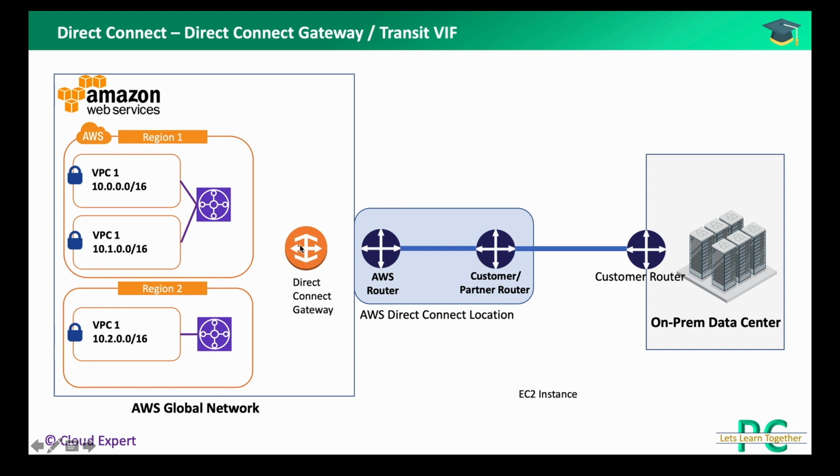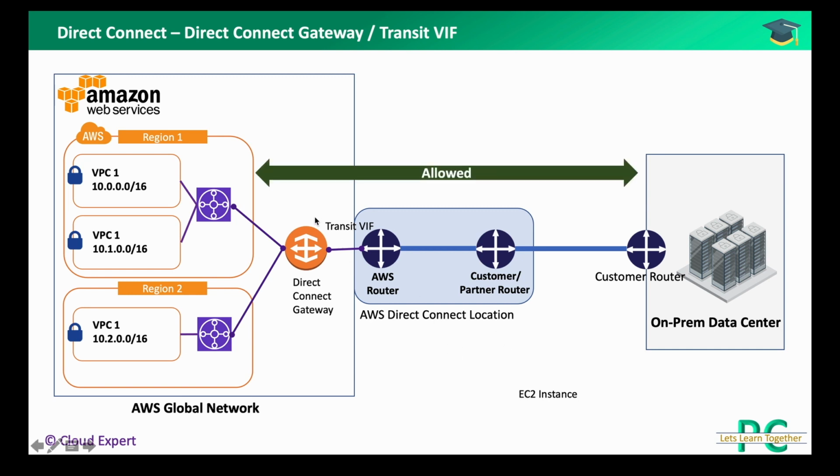Now, to connect the Direct Connect gateway and transit gateway with the AWS router, you have to provision a transit virtual interface. You have to remember that one transit virtual interface will help you connect a transit gateway only. You cannot use a transit VIF if you want to connect a VPC directly without a transit gateway.